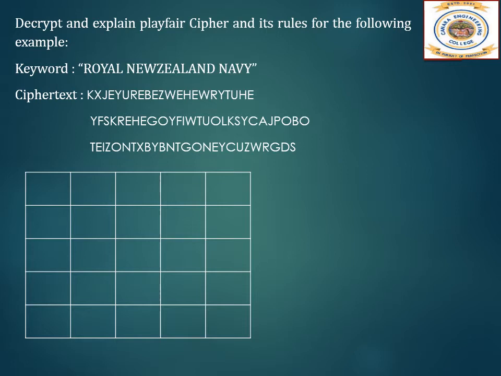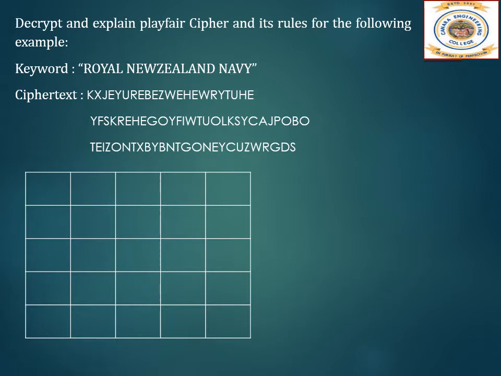So how do we fill up the Playfair matrix? First, we have to fill up the 5 cross 5 matrix with the keywords, and later on, once we complete with the keywords, we have to start with the alphabet starting from A without the alphabets being repeated in the whole matrix. So first let us start with the keyword. So what is a keyword? Keyword is Royal New Zealand Navy.